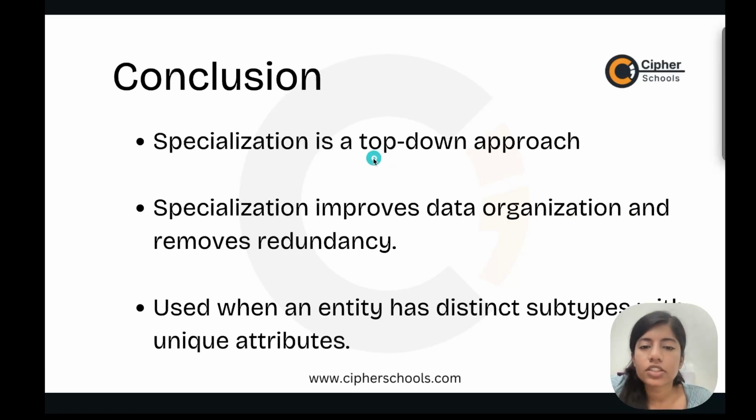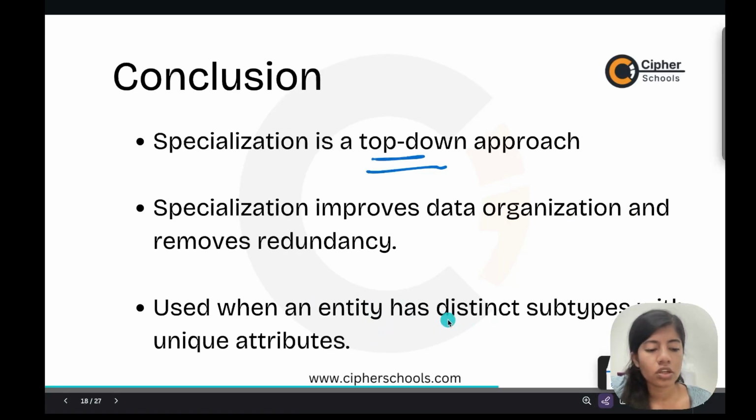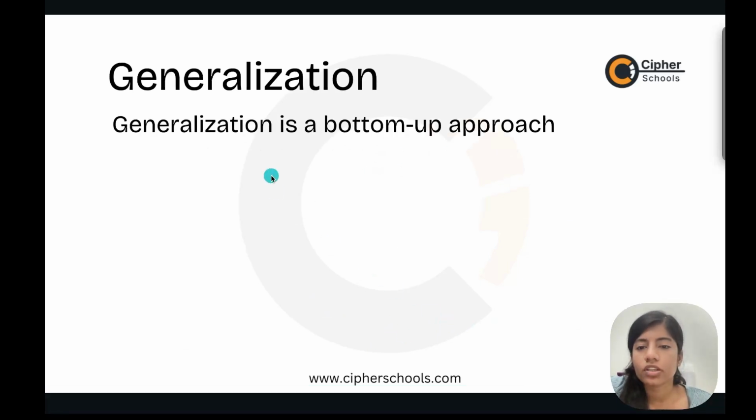So specialization was a top-down approach. Now it not only improved data organization but also removed redundancy. Then we discussed how we broke into distinct subtypes and how we used the unique attributes. So in this video, let us talk about generalization.